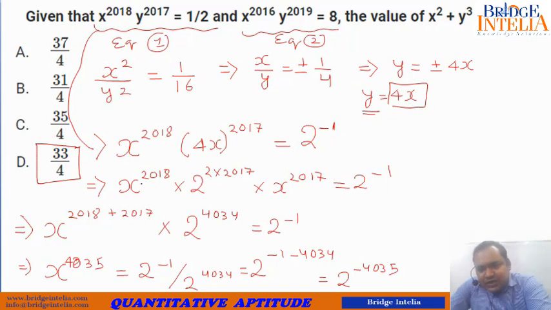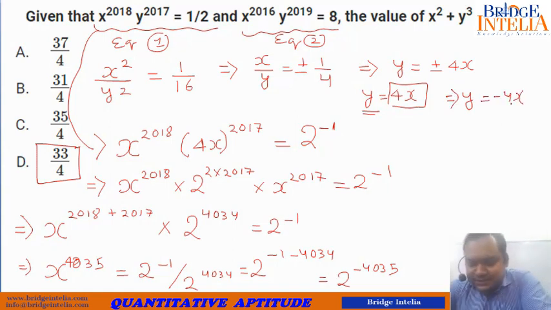Now the question is, what would have been the answer had you taken y is equal to minus 4x? Please try and you will see that the answer is the same. So if you are taking a real life exam and you have 4 different options, then you can make some easier choices, because the idea is to reach the correct answer.